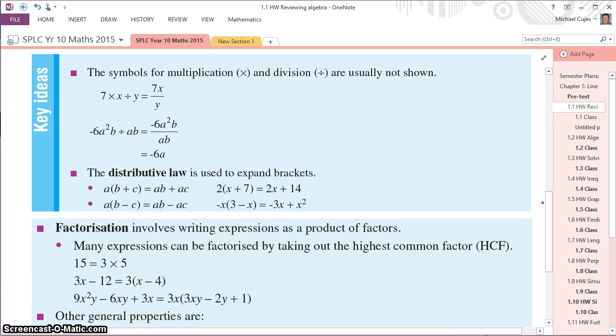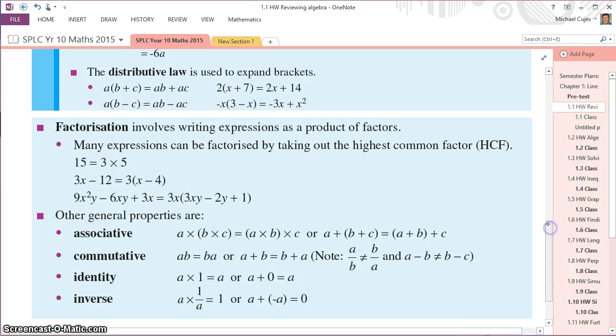Symbols for multiplication and division, this is just a little minor thing. Usually we don't bother writing them. We don't write 7 multiplied by x divided by y. A number next to a letter implies multiplication. Similarly, the division sign gets a bit cumbersome. We put a vinculum and write it as division using the fraction symbol. Much easier.